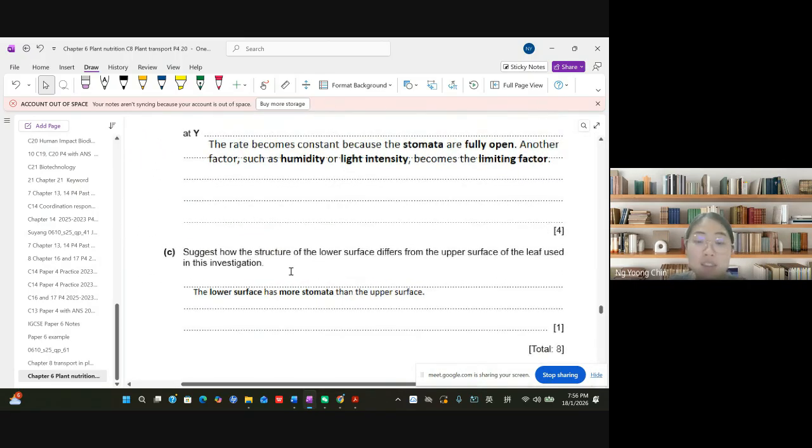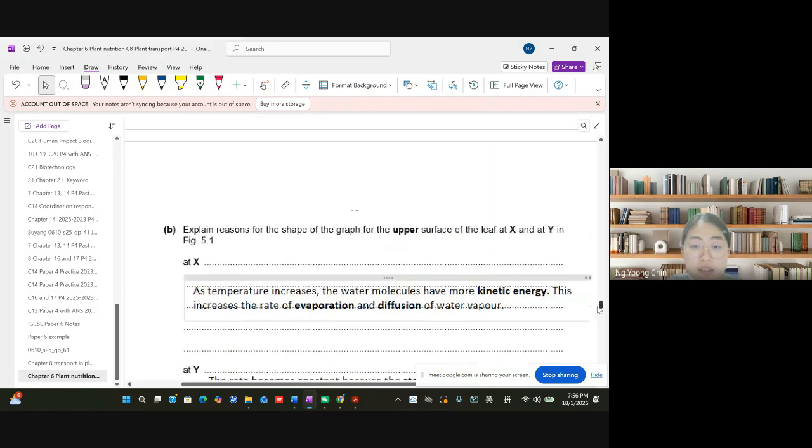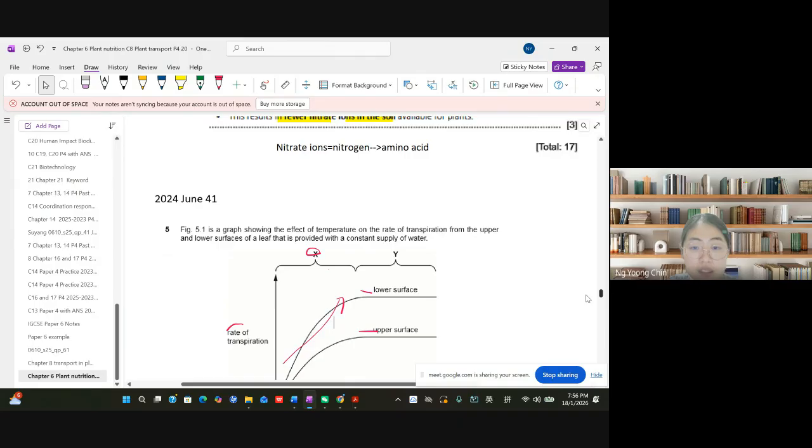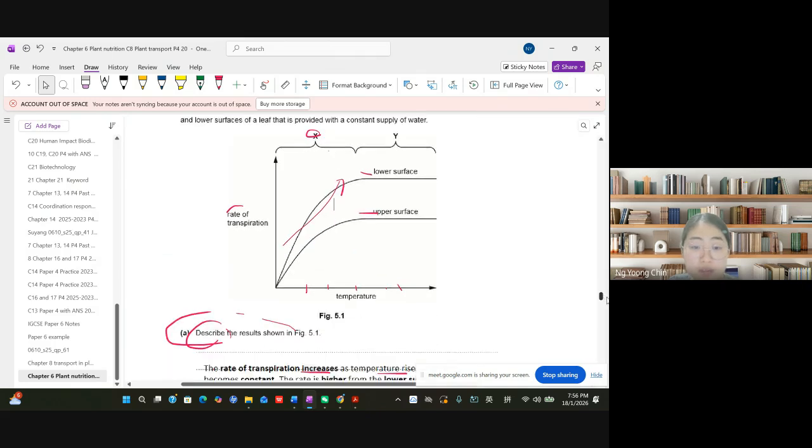Okay, and then this one suggests how the structure of the lower surface differs from the upper surface of the leaf used in these investigations. Yeah, we also talk about the lower surface. The lower surface has more stomata than the upper surface. Why? They didn't show any kind of plant, but they show the upper surface and the lower surface of the leaf, and this leaf is being provided with a constant supply of water.